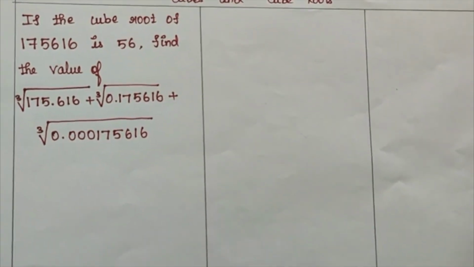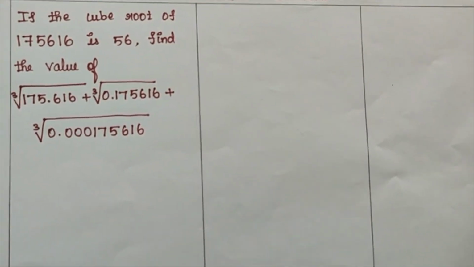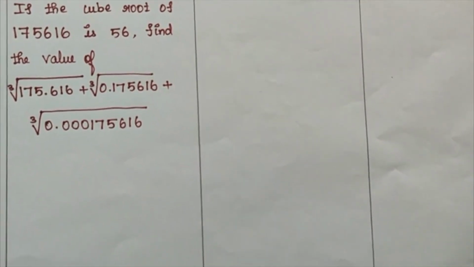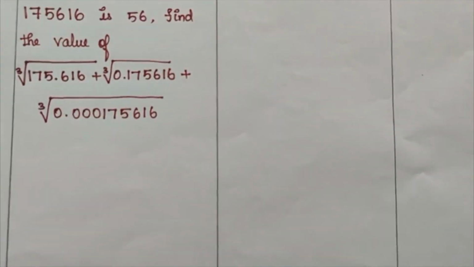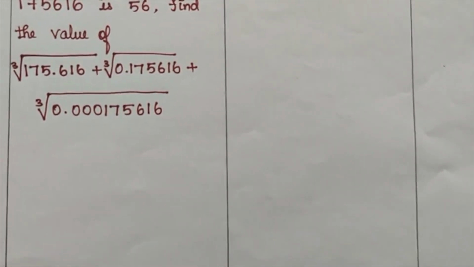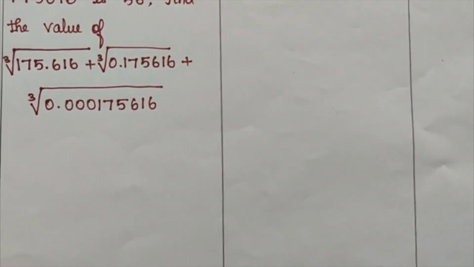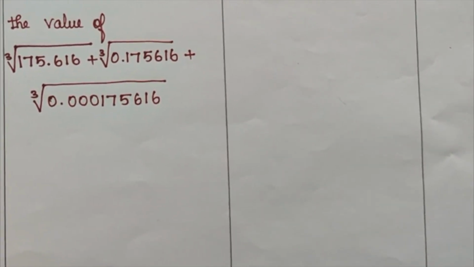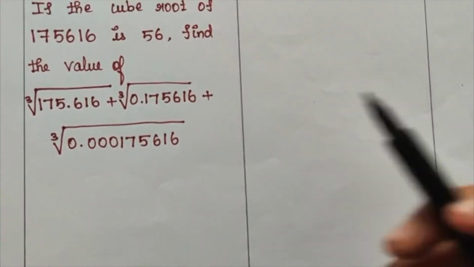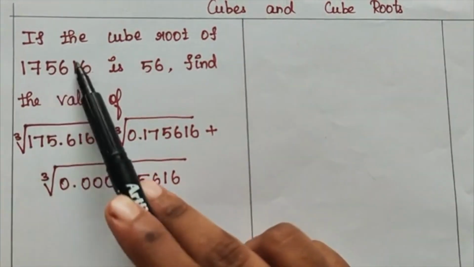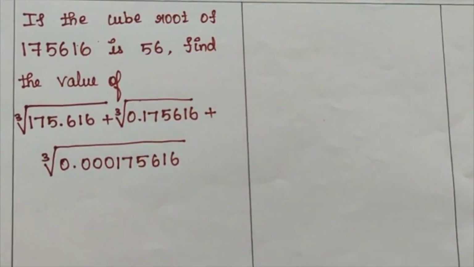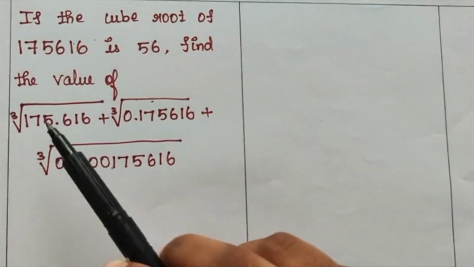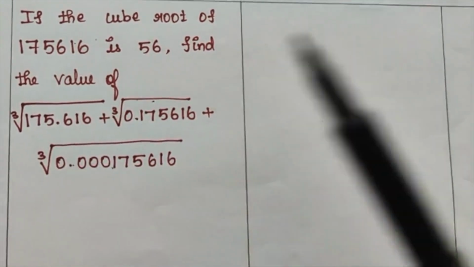If the cube root of 175616 is 56, find the value of the cube root of 175.616 plus the cube root of 0.175616 plus the cube root of 0.000175616. Look at this sum. The numerical numbers are the same in all three forms. The only variation is that they are written in the form of decimals.